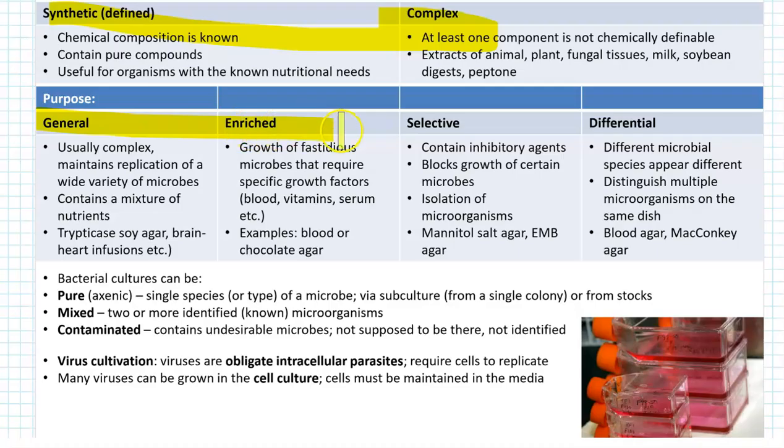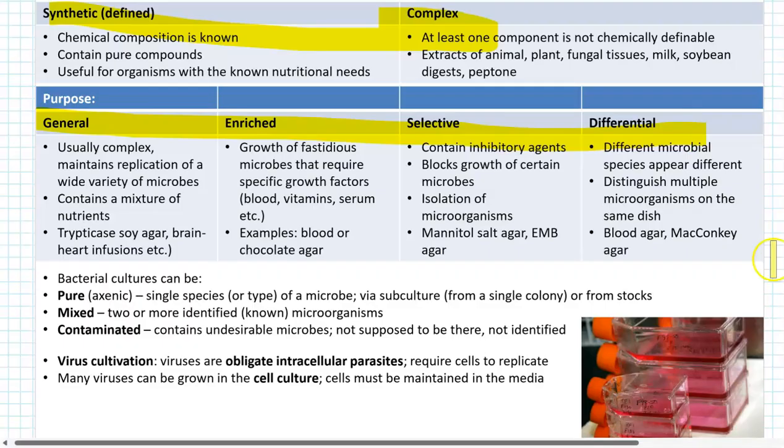General purpose, enriched, selective, differential. So what does that mean? General purpose is self-explanatory, isn't it? The agar that you used last week, trypticase soy agar, that's a classic general purpose. It can grow virtually anything. Now, I use the word virtually. There are some bacteria that are picky. We call such bacteria fastidious. They need something special to grow.